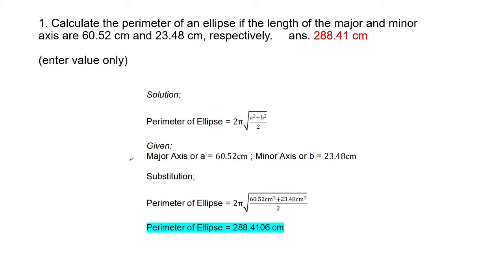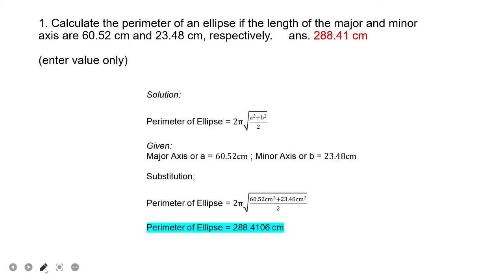By using the formula, by substitution, the perimeter of ellipse is equal to 2 pi times square root of 60.52 centimeters squared plus 23.48 centimeters squared over 2. So we can get the perimeter of ellipse to be 288.4106 centimeters.